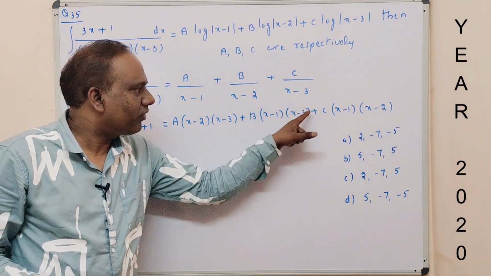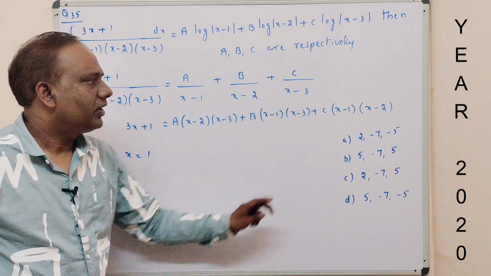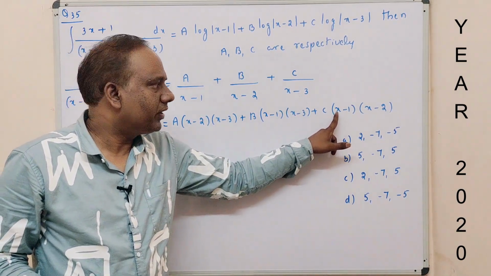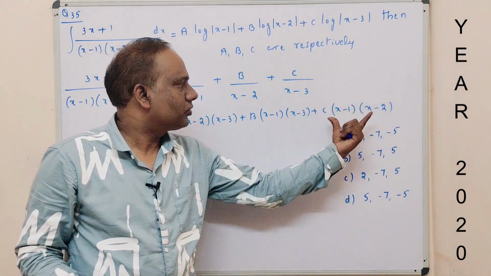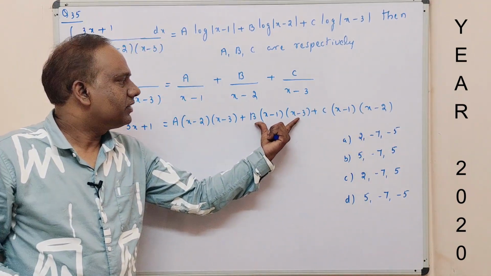That means this total value is 0. Here also, if you substitute x is equal to 1, 1 minus 1 is 0. That means this total value is 0. So this is 0 and this is 0.